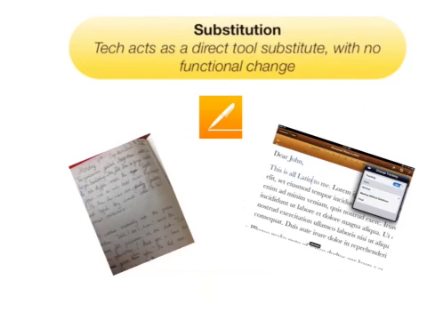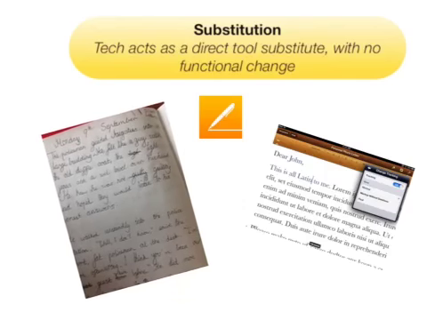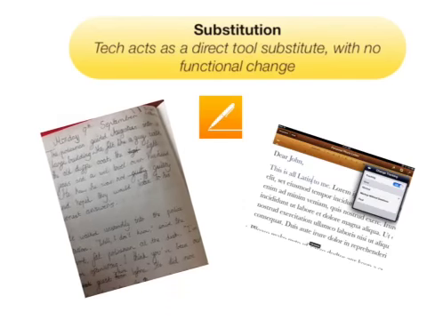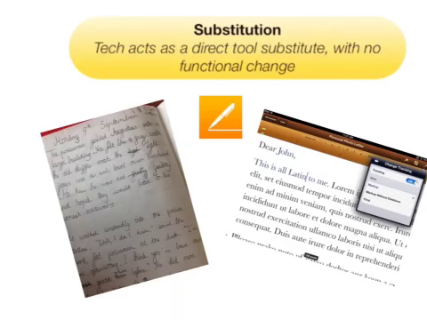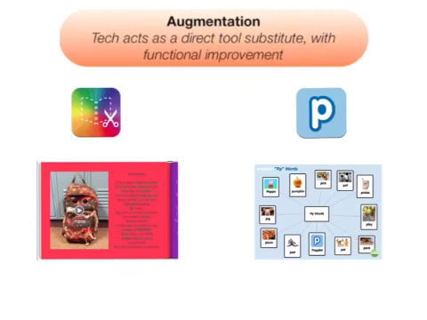Substitution is where technology acts as a direct tool substitute with no functional change. It is doing the same task with the introduction of technology, but without any modification of that task. For example, you can see the writing on the left side here, and then using the Pages app on this side, the student has rewritten it as a direct substitute application.